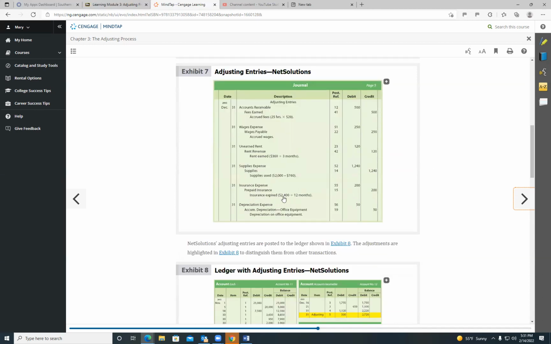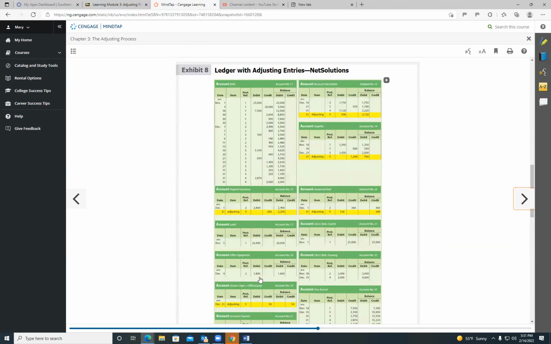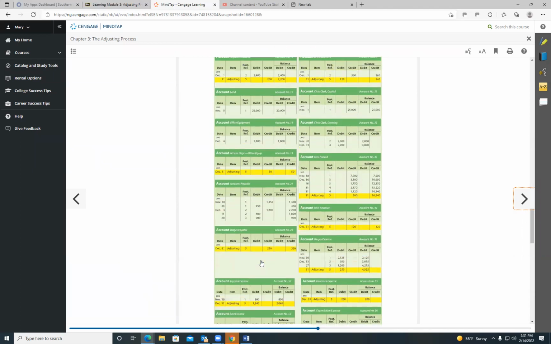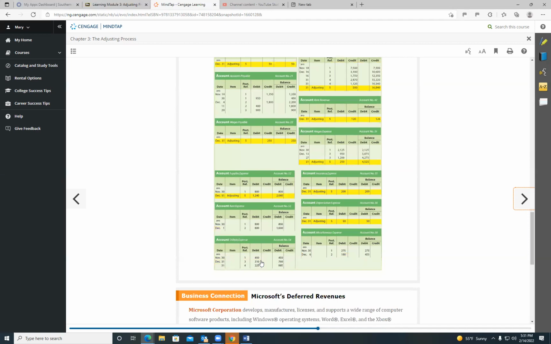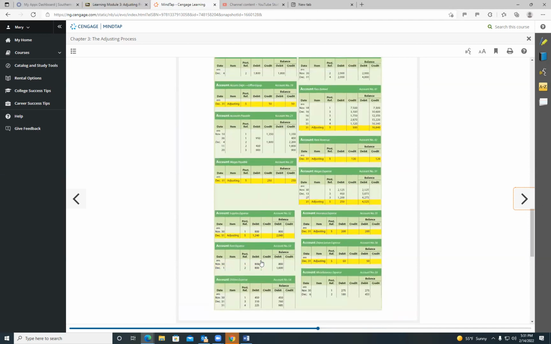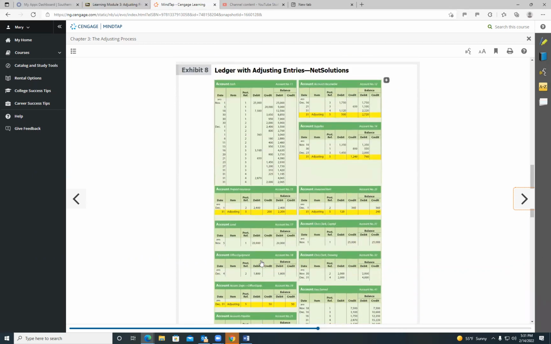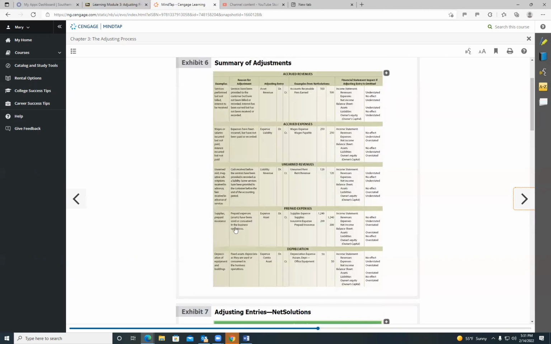And this exhibit shows all examples of those adjusting entries and then how they would impact the ledger. So again, I'm not going to go through each of these individually because we've already talked about all of these entries, but this is just a great summary to go back and look at and see the big picture of how it affects the general ledger and the accounts.